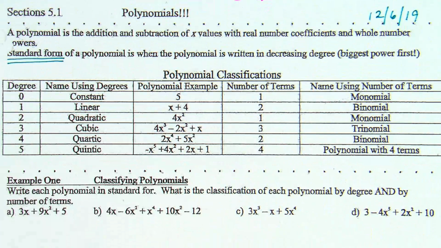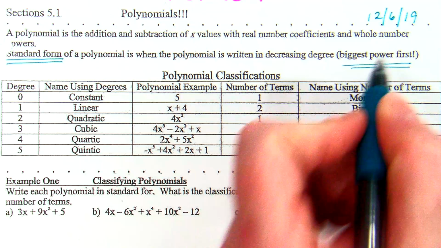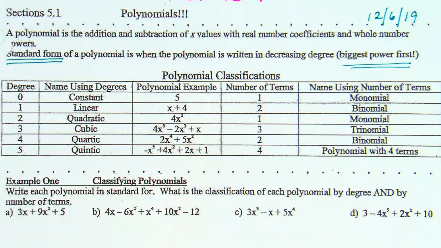You start with x squared, and then it's x to the first, and then no x. So x to the 0. So that's the idea of standard form. Standard form of a polynomial is when the polynomial is written in decreasing degree. So you're going from biggest power to smallest power. Okay, so that's standard form. That's one thing we're going to be doing.